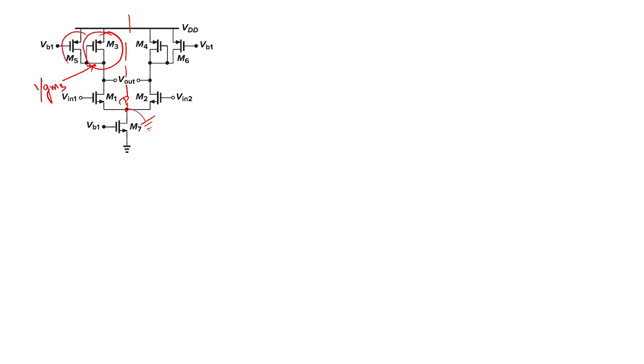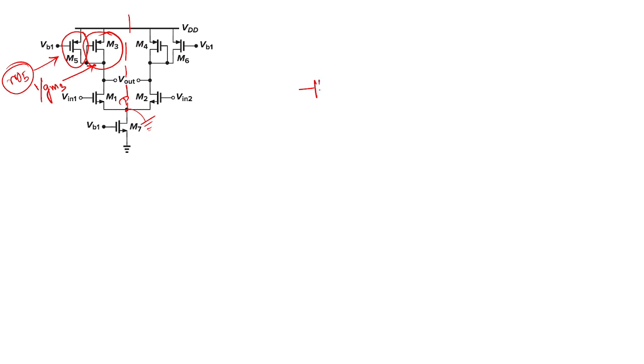Now you may ask why it is a current source. Because its VSG is constant, it is delivering a constant current, so that's why it is a current source. And its output impedance is ro5. So I can redraw the circuit, and it will look something like this.